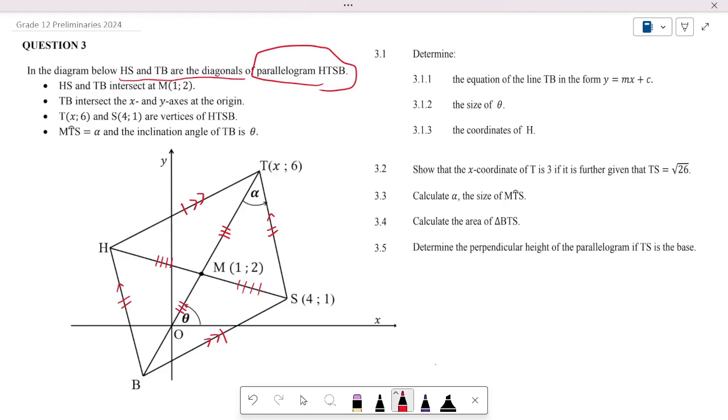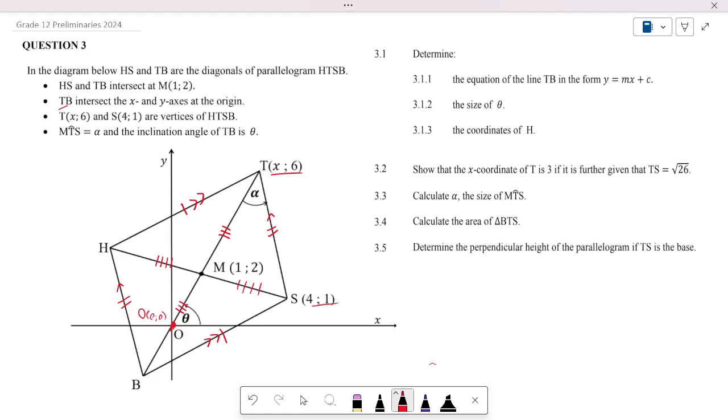Okay, so now where do we start? So we need to still read the information here, right? So it says here, HS and TB intersect at M, which has the coordinates 1 and 2. So we already said that that is 1 and 2 over there, right? TB intersect the X and Y axis at the origin. So they're saying the origin is over here, which the origin is 0 and 0. Okay, cool. And that is our coordinates of O. So we have T, which has coordinates of X and 6, and then S has coordinates of 4 and 1, right? And those are vertices of HTSB, which is our parallelogram.